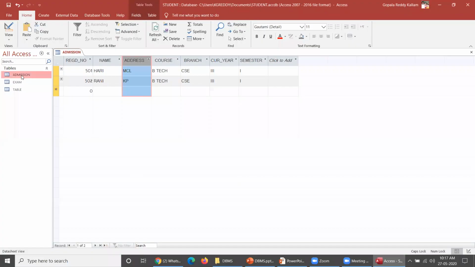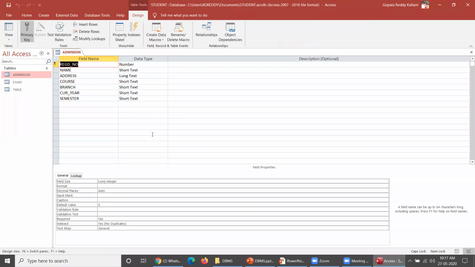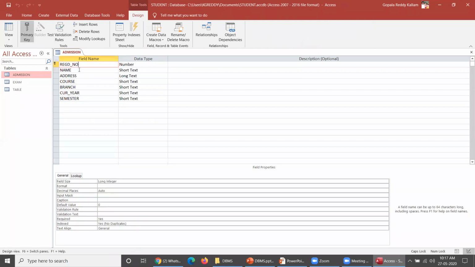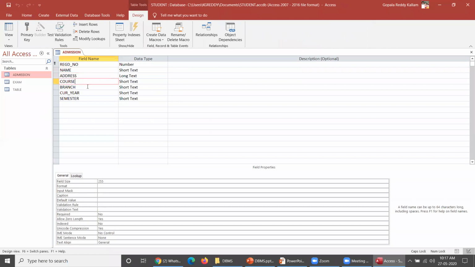Access, let me open this one. Let me open in design view. You can see here register number, name, address, course, branch, current year, current semester. All these things will be defined. So the structure of the admission table, something like you could consider it your own.